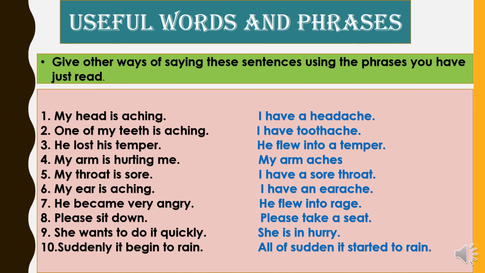So there is another way of saying the sentence: take a seat. Number 9. She wants to do it quickly. She is in a hurry. Number 10. Suddenly it began to rain. All of a sudden it started to rain. Right, my dear students? I hope you understand this exercise as well.